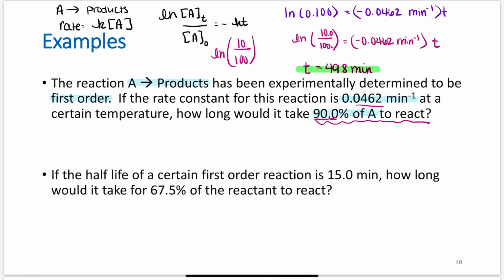But that's using that equation. How about this other example? If the half-life of a certain first-order reaction is 15 minutes, how long would it take for 67.5% of this reactant to react? So again, I know A naught is my starting concentration.